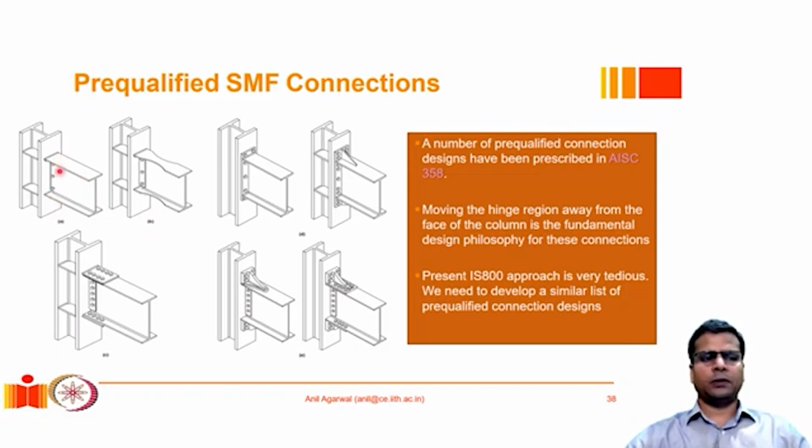And if you fulfill those dimensional requirements, then you can be assured that this connection will be able to develop, or you will be able to use it in the special moment resisting frame, meaning that it has adequate rotational capacity. So for example, if the rotation capacity should be at least 4% or 0.04 radian, then these connections, as long as you follow the guidelines of these connections, you would be assured of that much of the rotation capacity.